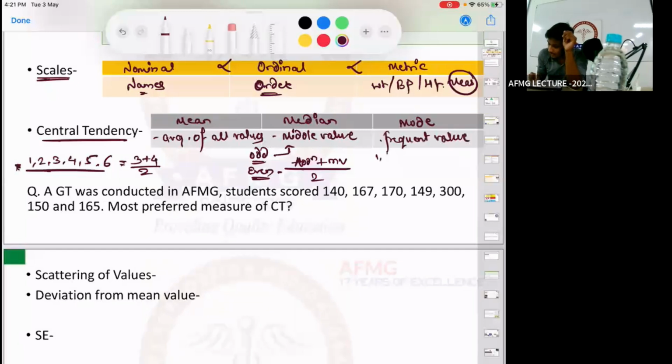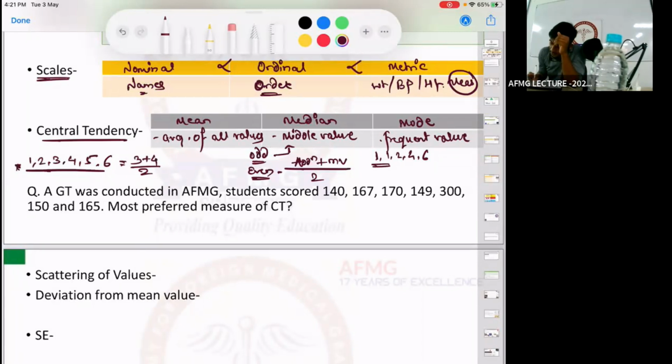For example, if I have a sample of 1, 1, 2, 4, 6, what is the mode over here? 1, because it is repeated twice, right? So the maximum frequently repeated value is called your mode. Now in this sample it is easy because only 1 is repeated twice.